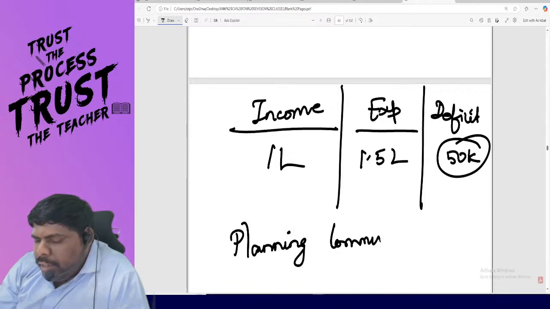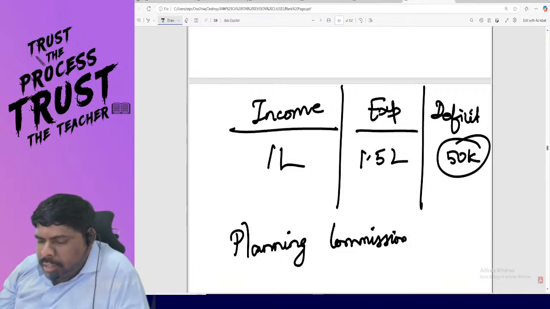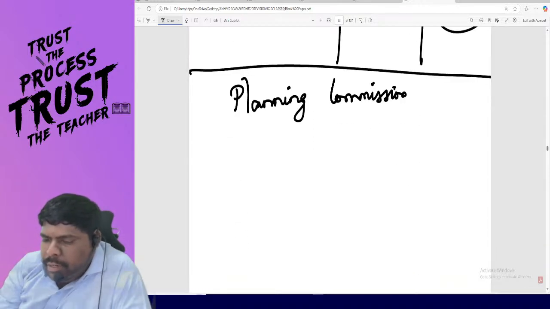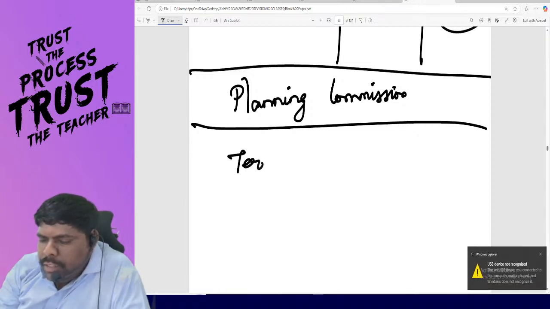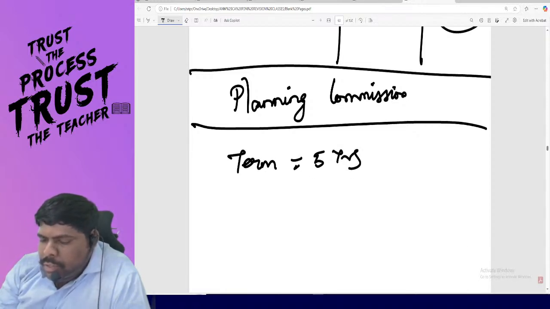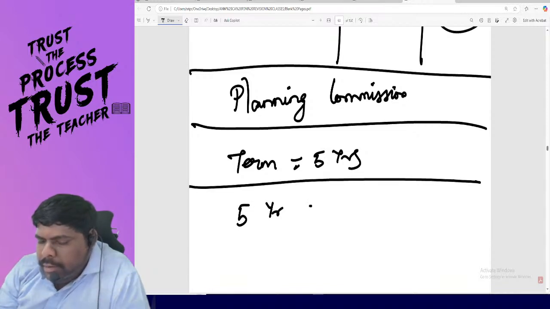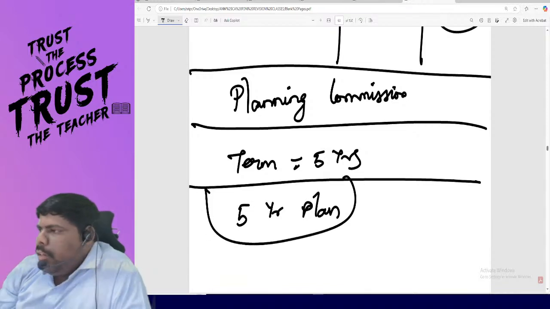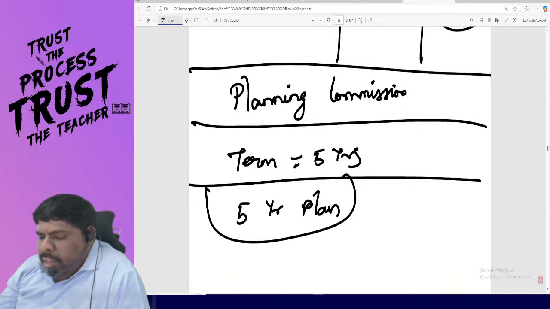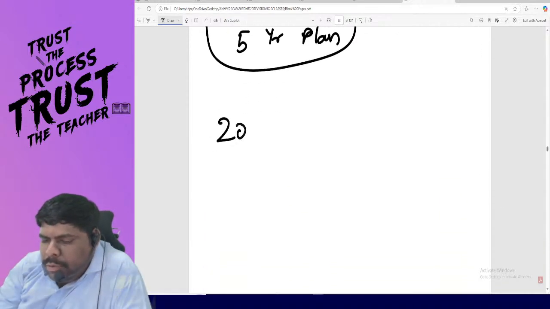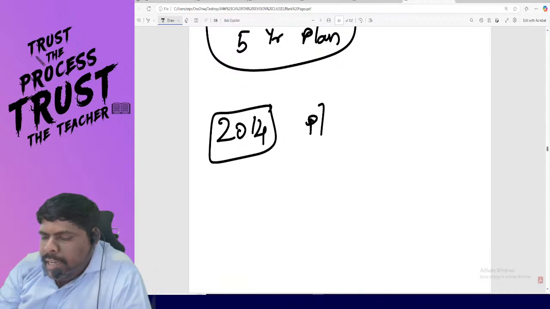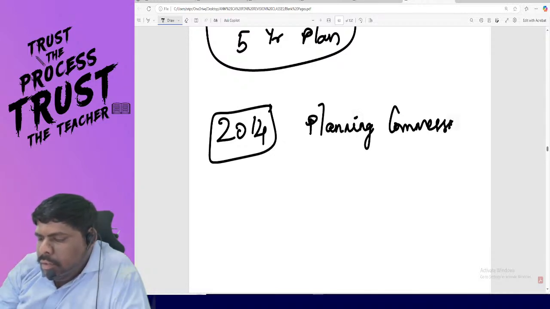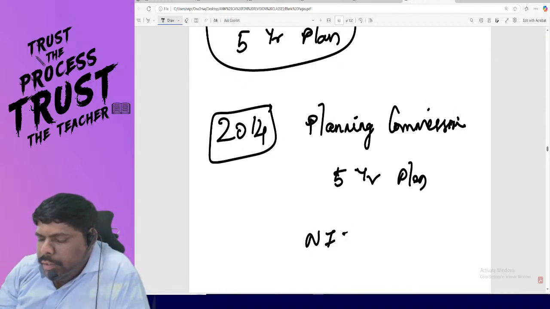Planning Commission of India. What they will do is, once every government is coming into power, we assume the term of government is 5 years. So they will implement something called a 5-year plan. This is what we have studied. Okay, but what they have done is, from 2014 onwards, this Planning Commission 5-year plan has been changed into Niti Aayog.